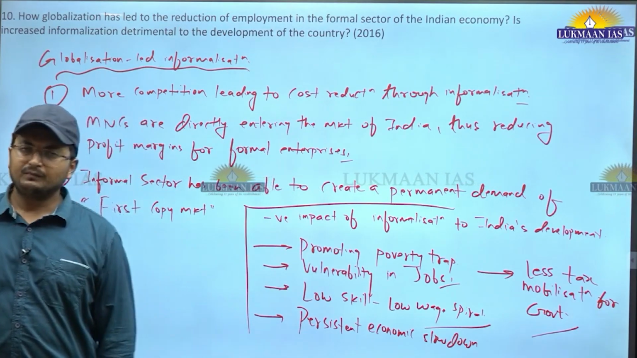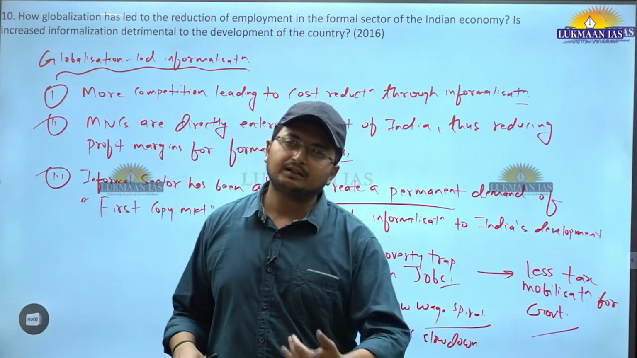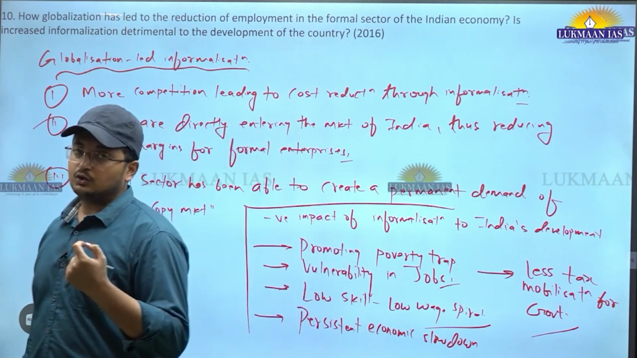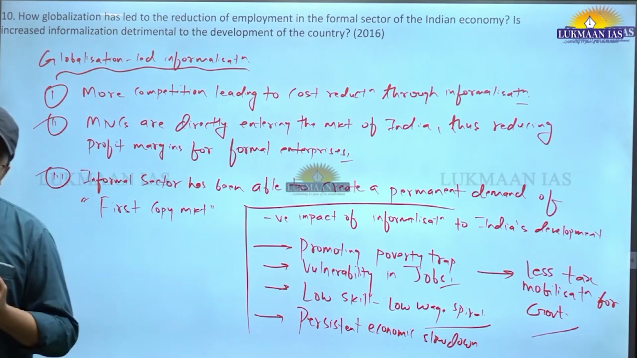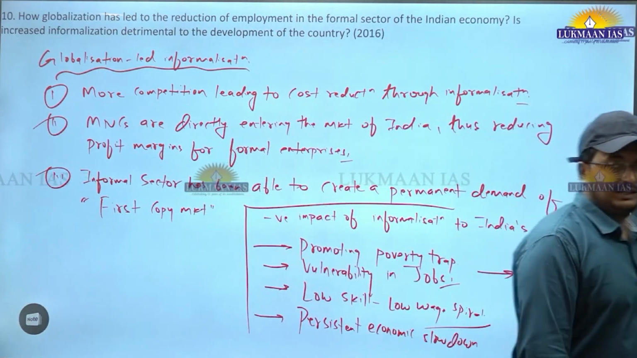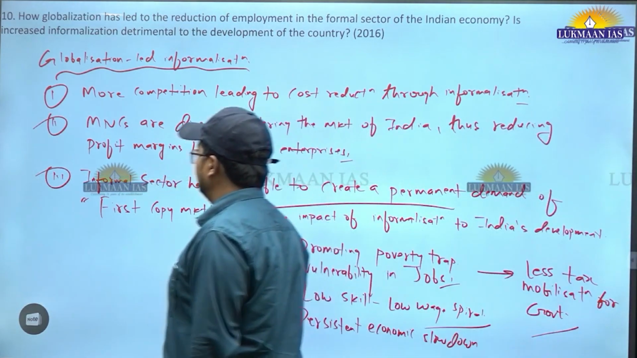Last is, since most of the informal economy works under the radar of the government, the tax collection which actually should happen does not happen at that pace, and that leads to lower money at the disposal of the government for other welfare measures. They can use that money for skill development and other poverty alleviation programs, which does not happen.